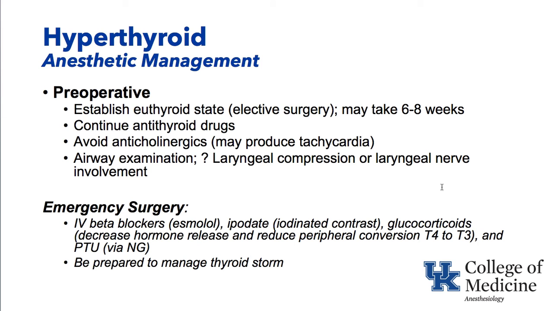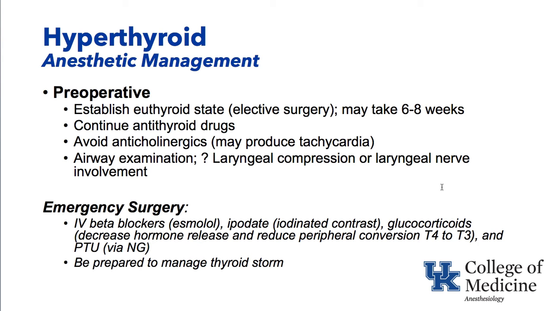You would want to know that before surgery, that it was present and it wasn't caused by surgery itself. Now, if you have a patient with hyperthyroidism who needs to have an emergent surgery, you can block the adrenergic effects of the thyroid hormone with IV beta blockers like esmolol. You can use iodinated contrast and glucocorticoids, which decrease the hormone release and reduce the peripheral conversion of T4 to T3. Remember, Inderal or propranolol also did that.